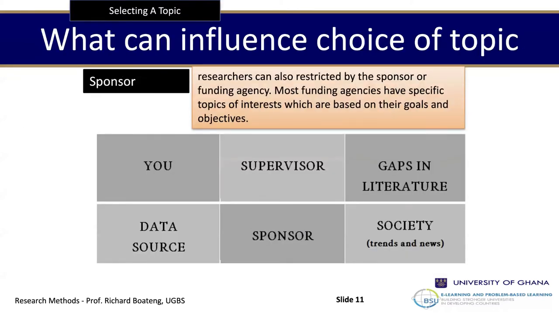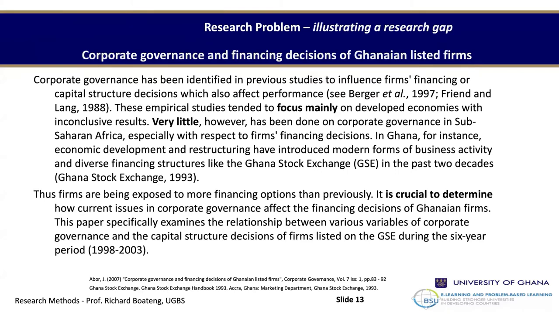So let's go back and see another one. Let's take another one from finance. This is a paper which I like very much by Professor Abo, and I've been using it to teach. For those of you I taught before, you have seen this. Corporate governance has been identified. This was published in 2007. The gaps are being filled. If you want to do this study, you have to do a different study.